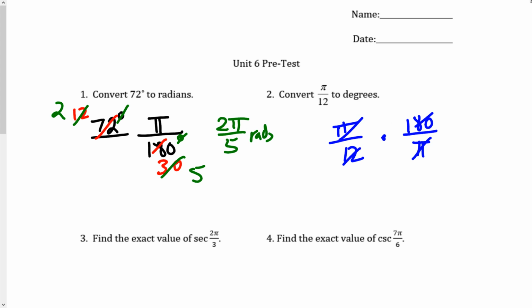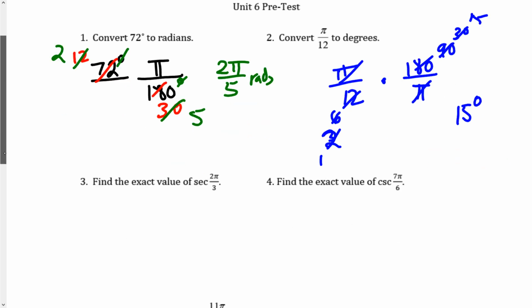We can reduce that by 2 to start, since I can't think off the top of my head, and that's 90. And then 3: divide this by 3, that's 30, divide by 2, so that's 1, that's 15, so we get 15 degrees. So 15 degrees. See, you don't even need a calculator for it.